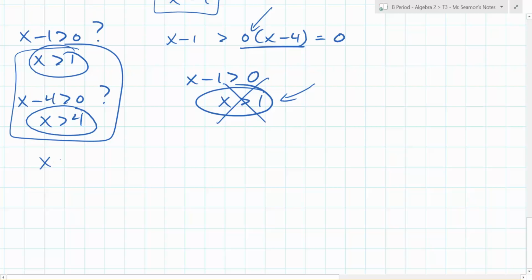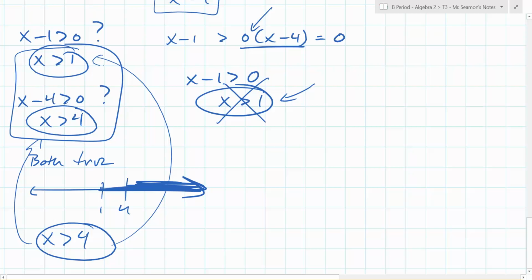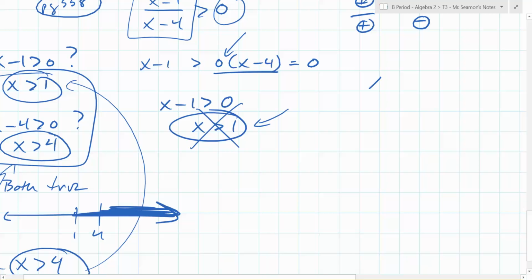When are they both true? Here's 1, going this way. Here's 4, going this way. When are they both true? When X is greater than 4. Yes. When X is greater than 4, that's true, and that is also true. So it's definitely positive when this is true, but also we need to know, when is X minus 1 negative?